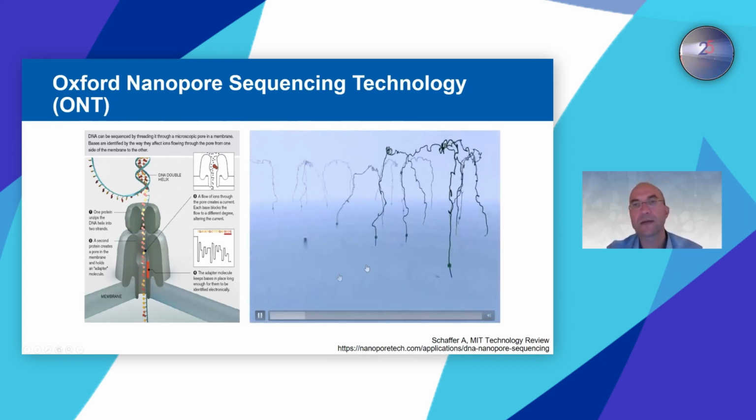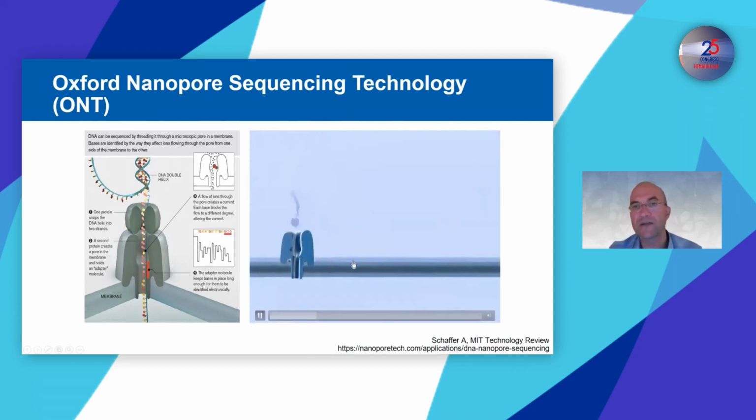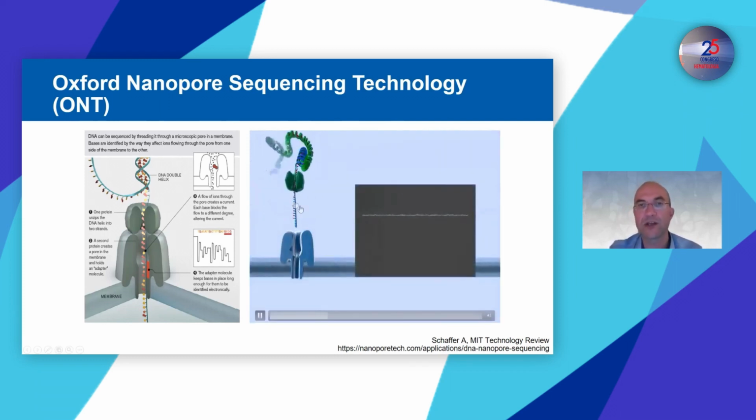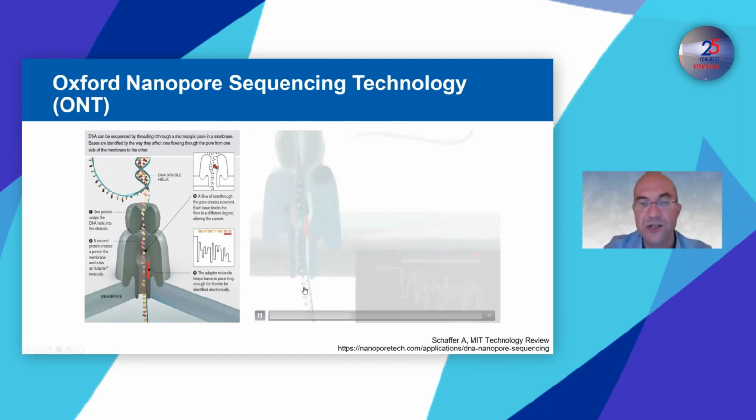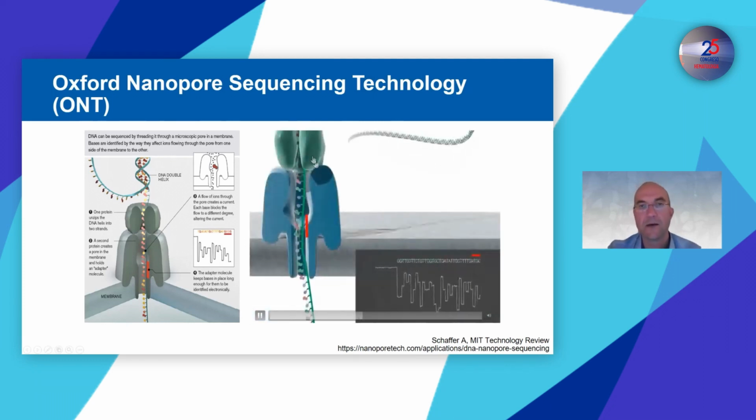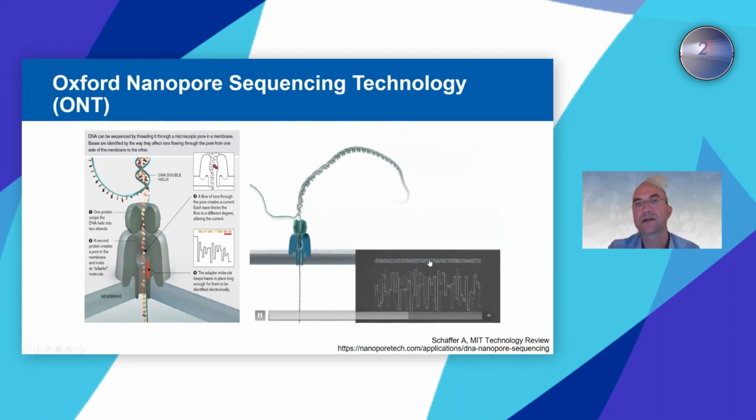So you only have to add a molecule that allows the DNA to flip through the pore. So the library generation is quite quick. When the nucleotide flips through the pore, it changes the ion current through the pore that is directly translated into the nucleotide sequence. This is a very fast process.